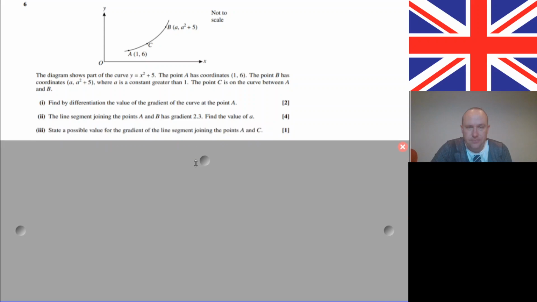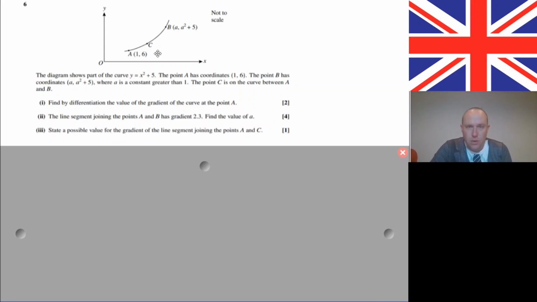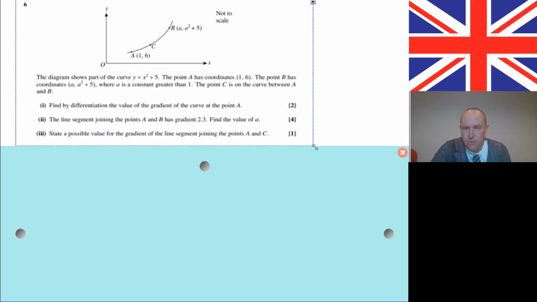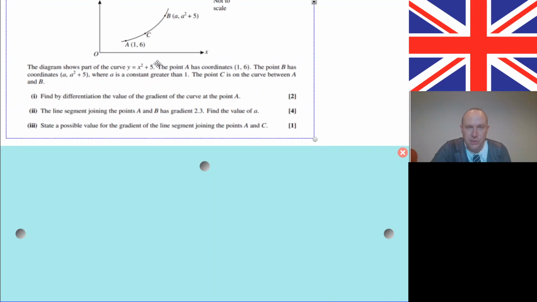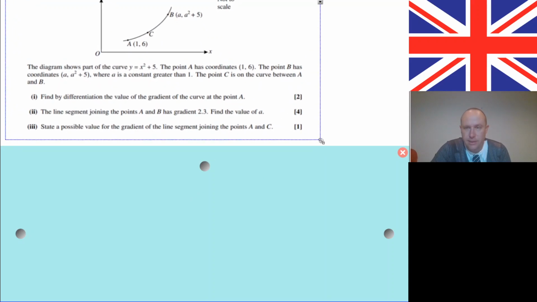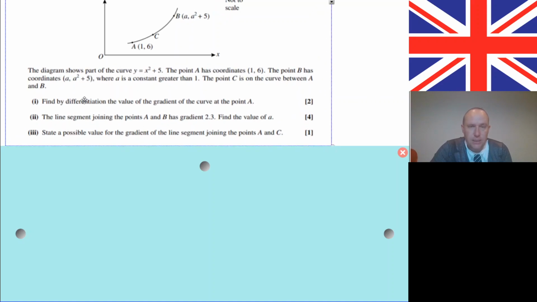Question 6. One of the more complicated ones, particularly when we have coordinates in terms of variables. We know these are always going to be slightly more difficult to work with. Make that slightly bigger. There we go. If I just move question 6 off the top there, I can make this slightly bigger still. There we go. So find by differentiation the value of the gradient at the point A.